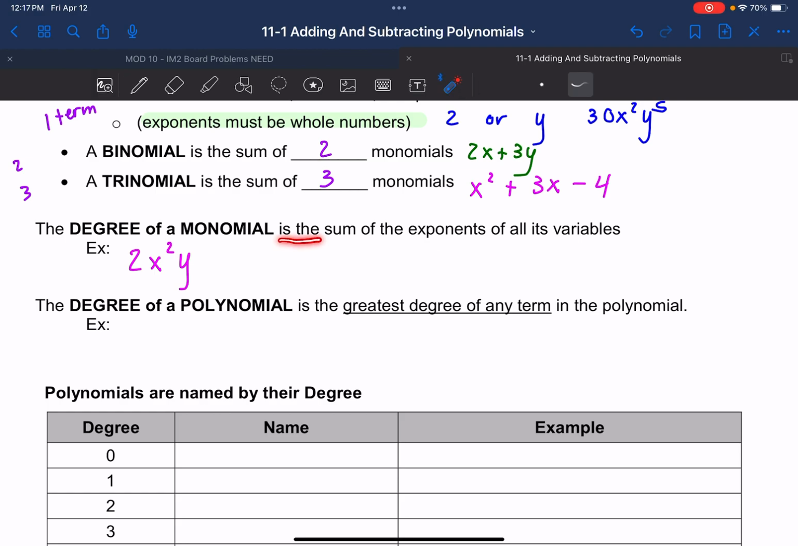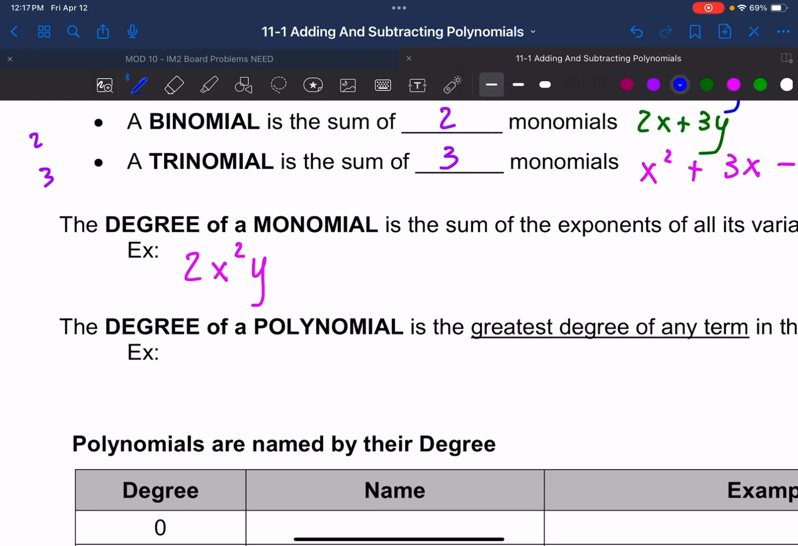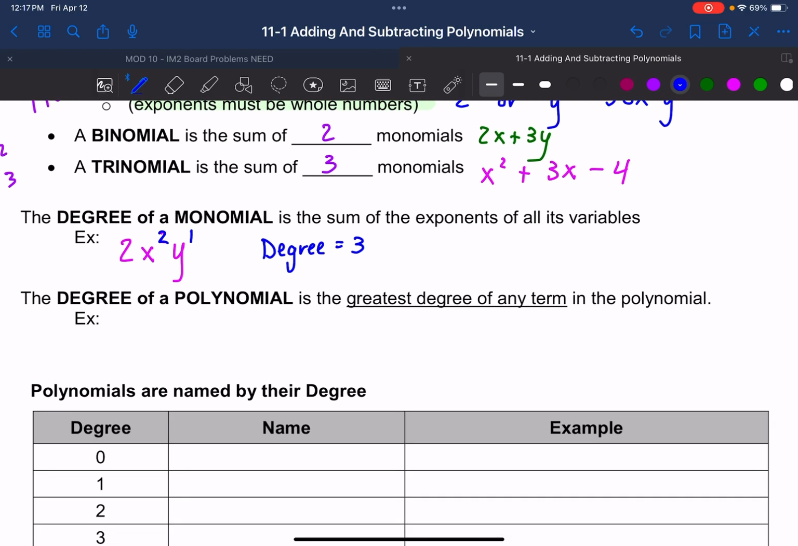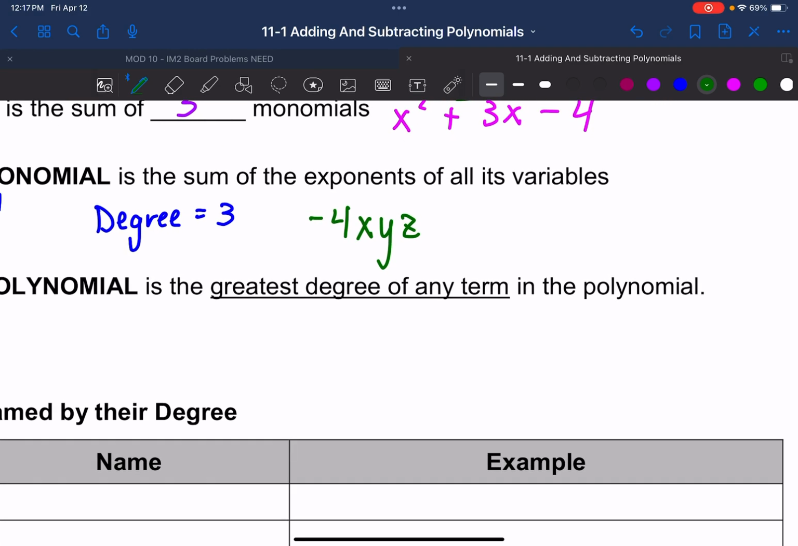The definition of the degree of a monomial is the sum of the exponents of all the variables. Well, looking at my variables here, I have an exponent of 2 and an exponent of 1, so the degree would be 3. Okay. If I have something like negative 4xyz, what are the exponents on my variables? I've got an exponent of 1, 1, 1. So again, the degree would be 3.